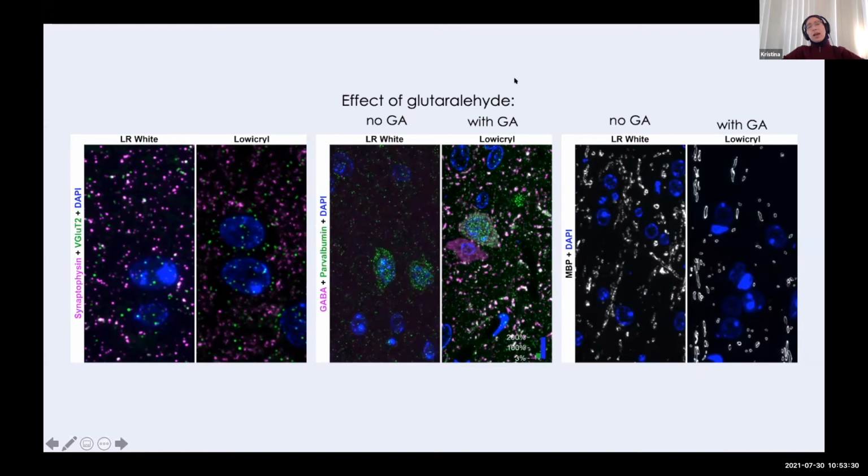And then one should also take into account the effect of the fixative. Some antibodies actually require glutaraldehyde. So the GABA antibody that I showed you gives spectacular results. It needs glutaraldehyde, and with no glutaraldehyde, you see no magenta label here. And for myelin, the antibody would work without glutaraldehyde, but the structure of myelin is not well preserved. So you see here, it's much more fragmented compared to the nice continuous look with glutaraldehyde and with Lowicryl.